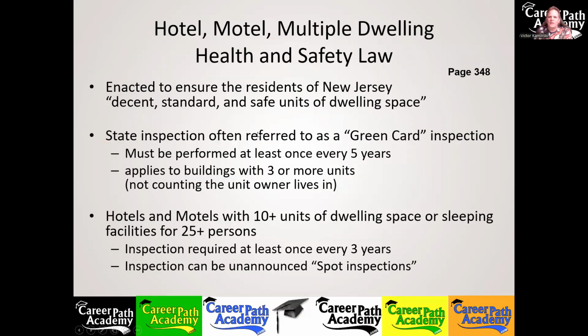Hotel, motel, multiple dwelling health and safety law enacted to ensure that residents of New Jersey have decent, safe units of dwelling space to live in. State inspections are often referred to as green card inspections. That's the industry lingo. It must be performed at least once every 5 years, and it applies to buildings with 3 or more rental units, not counting the one that the owner lives in. And hotels and motels that have 10 or more units of dwelling space or sleeping facilities for 25 or more people have to be inspected at least once every 3 years, and those inspections could be spot inspections that are unannounced.